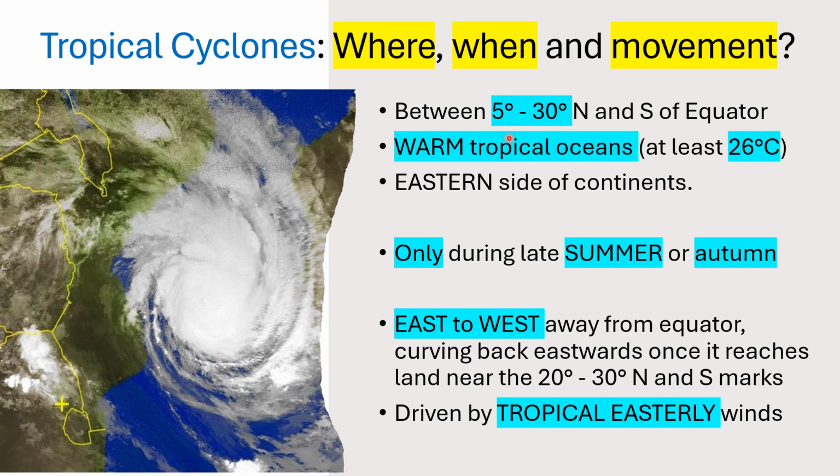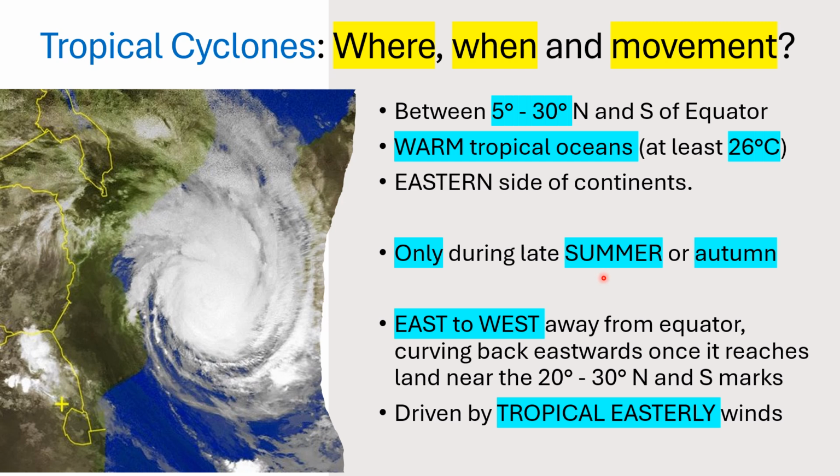Tropical cyclones occur between 5 degrees and 30 degrees north and south of the equator, over warm tropical oceans with an ocean temperature of at least 26 degrees Celsius, and this is often on the eastern side of continents that coincides with your warmer ocean currents. Tropical cyclones only occur during late summer and early autumn. This again is an indicator of whether a synoptic weather map is a summer map or winter map.